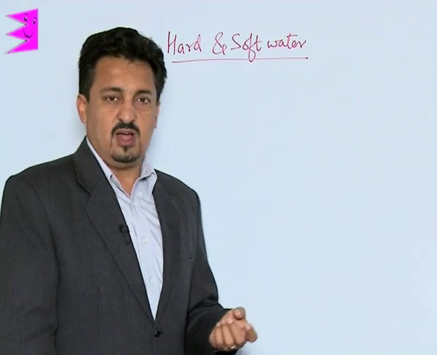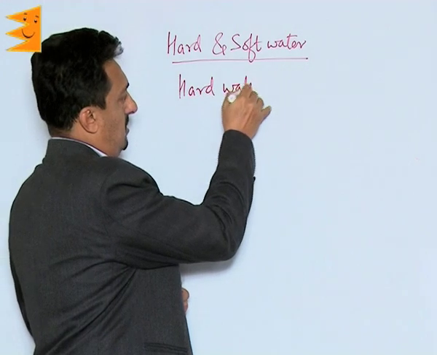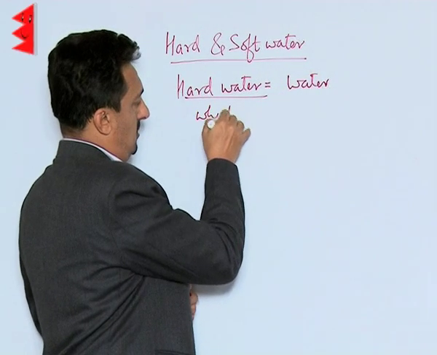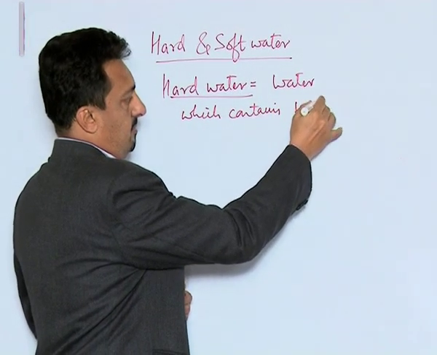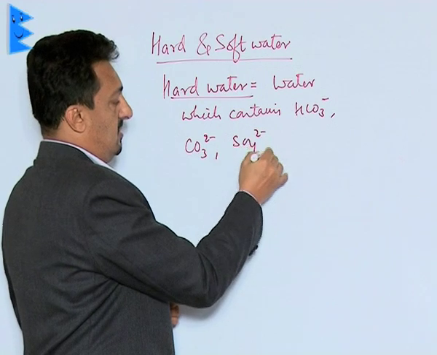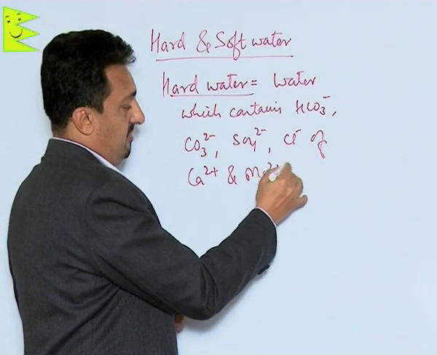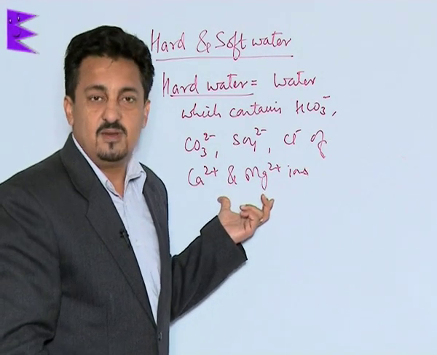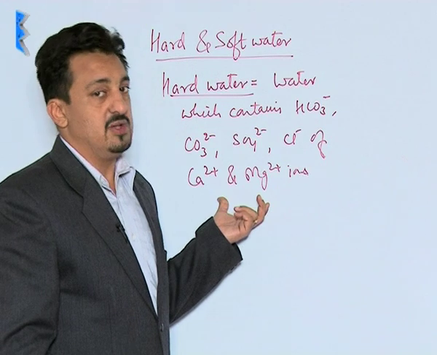Now this water is of two types: hard water and soft water. Hard water is water which contains bicarbonates, carbonates, sulfates, and chlorides of calcium and magnesium ions. These salts make the water hard, and the sample in which they are not present is said to be soft water.